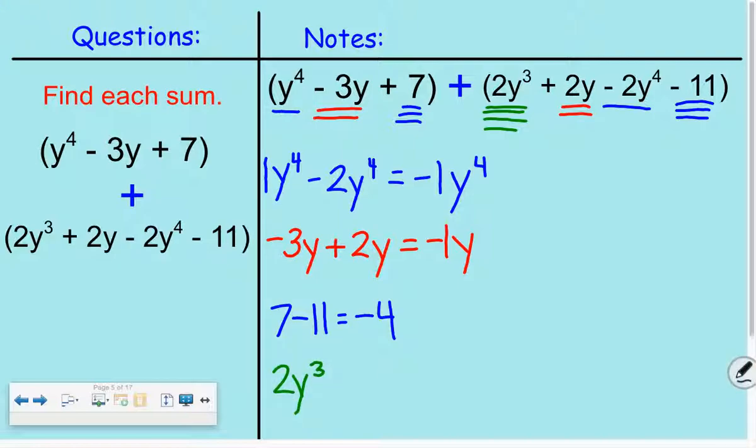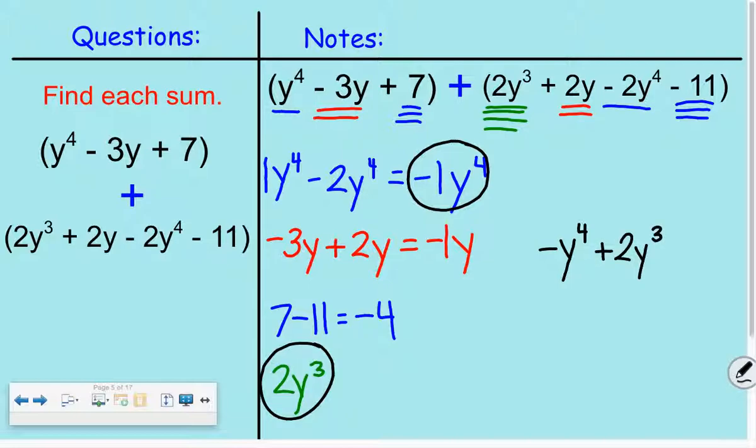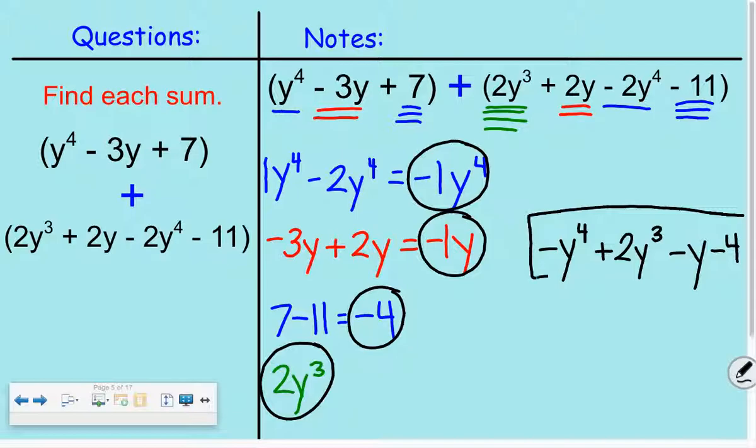Now the proper way to write this is to go from the biggest exponent down to just your regular numbers. So this is going to go first, negative y to the 4th, biggest exponent. Our next biggest exponent is y to the 3rd, so we're going to say plus 2y to the 3rd. Then anything with just a variable comes next, so negative y, and then last but not least is negative 4. Now if you didn't write your answer in this order, it would still be correct, but this is the proper way to write your answer, from biggest exponent to smallest exponent.